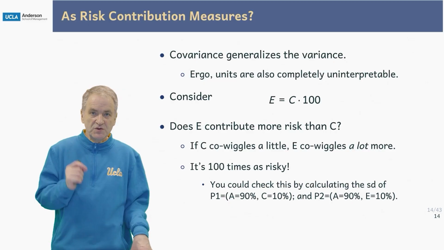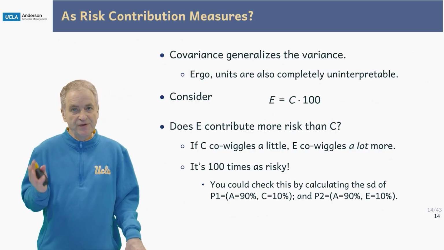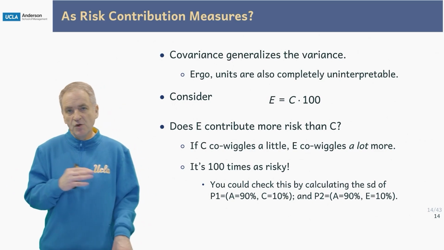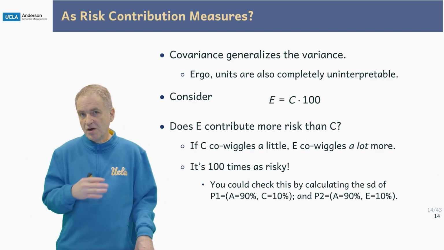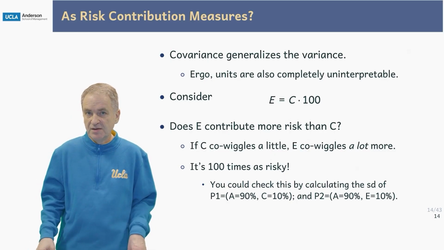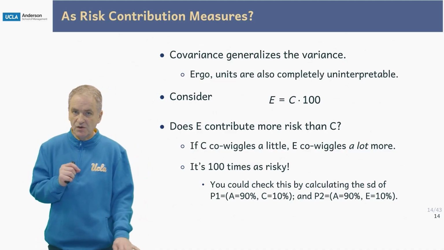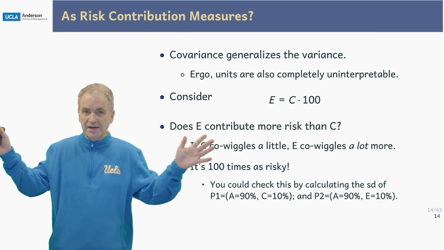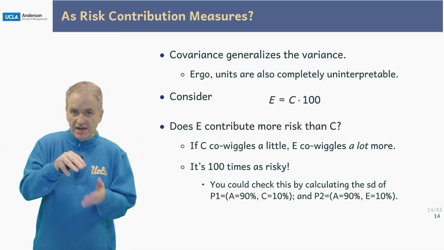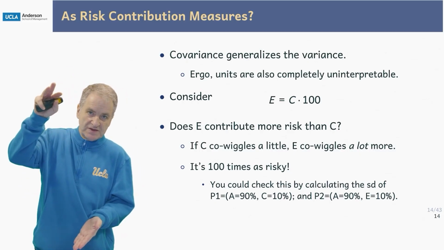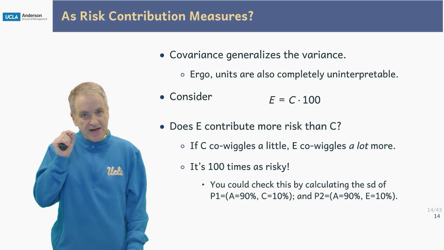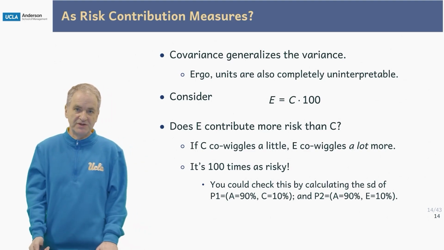The covariance also generalizes the variance. And remember, for the variance, the units are completely uninterpretable. Nobody can make sense of this. So covariance is not going to be a great measure of how good for diversification it is. Now consider another security that I'm going to call E. And my E security is 100 times more wiggly than C. So by adding just a little bit, $1 of E, I'm adding a lot more contribution of risk than if I just added C to it. So if C co-wiggles a little, E co-wiggles a heck of a lot more. It's 100 times as risky.